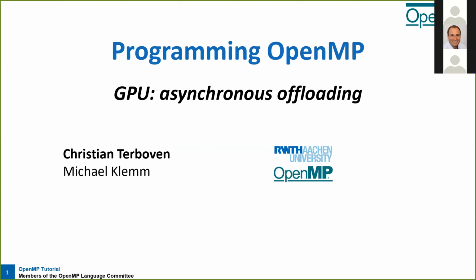So what did we learn so far? We learned a lot about data management, target data, and target enter, exit data, and target update. And if you closely looked at most of these examples, you will have seen that they more or less use two or even more kernels on the GPU. So what we now would like to cover is how to asynchronously offload to the GPU. And that's important if you have multiple kernels.